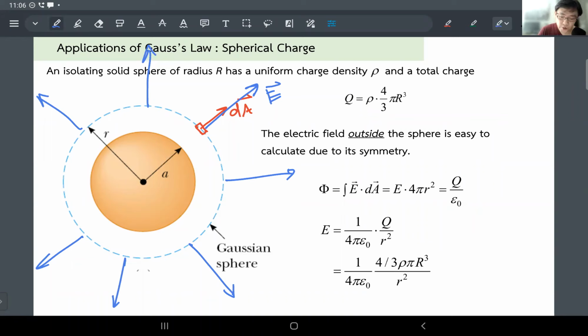And that allows you to do the flux calculation over here very easily. You can say the mini flux here is going to be the E vector dotted with the A vector, which is just the dA vector. Because they are parallel to each other, it's going to be E dA cosine 0. And that is just E dA.